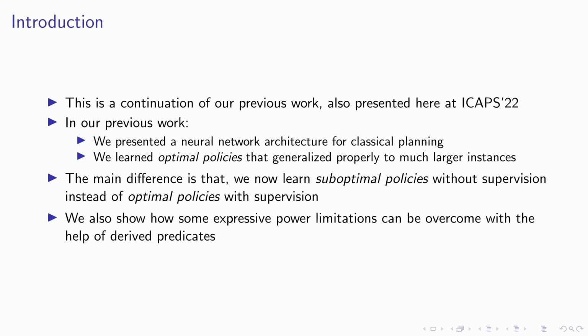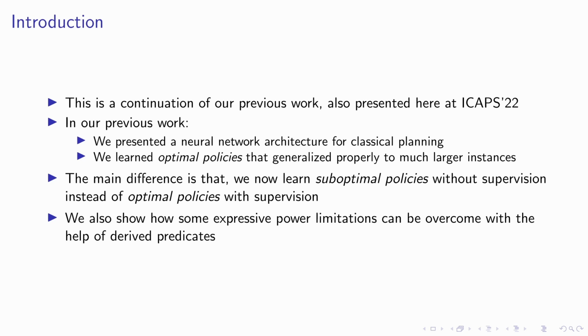This workshop paper is a continuation of our main track paper, also presented here at ICAPS 22, and I'll try to quickly point out some of the differences between these two. In our previous paper, we presented a neural network architecture for classical planning, and models are defined using only the predicates of the domain. That is, the models are problem independent and can be used for any problem in a domain. We then use these models to learn optimal policies and show that they generalized to much larger instances.